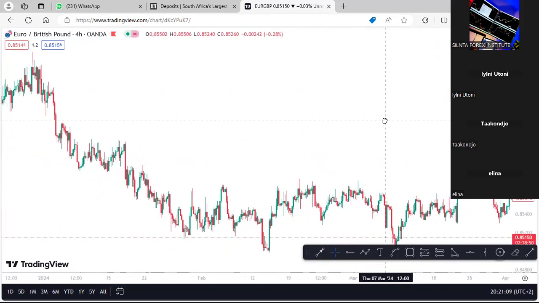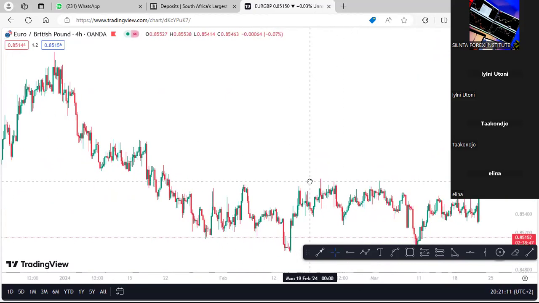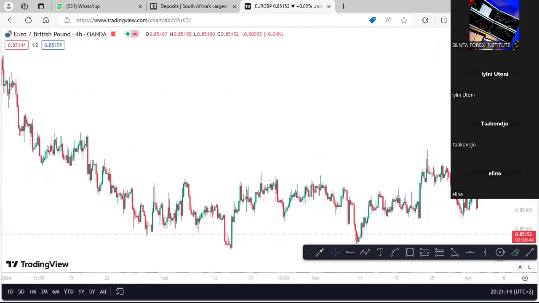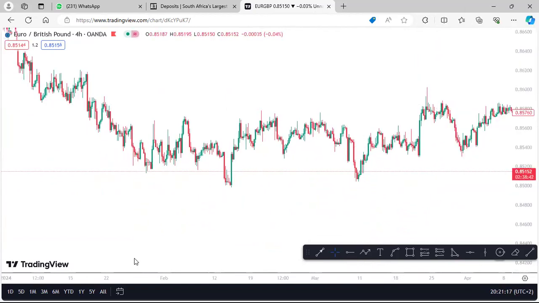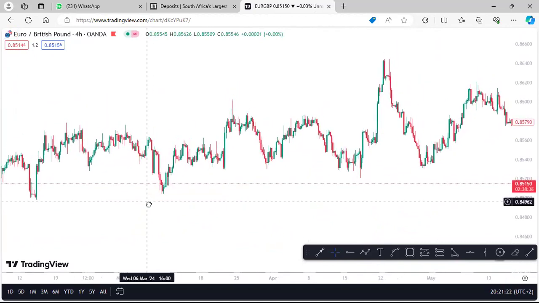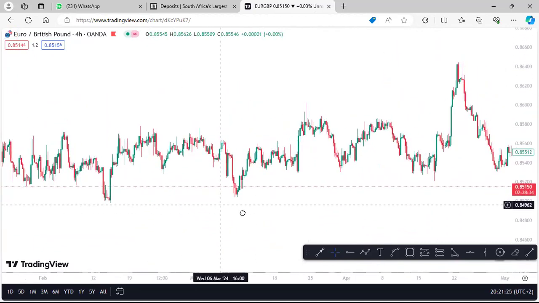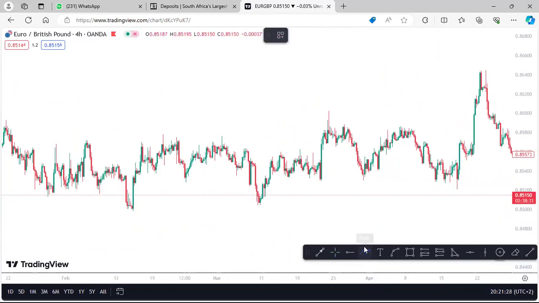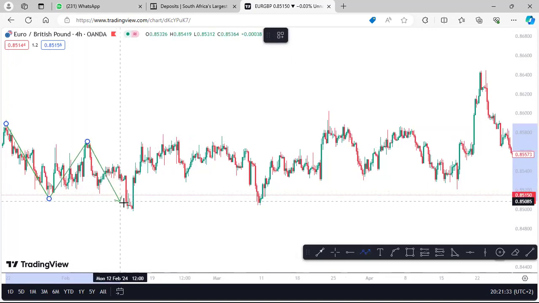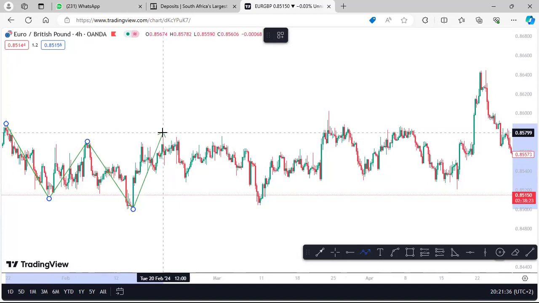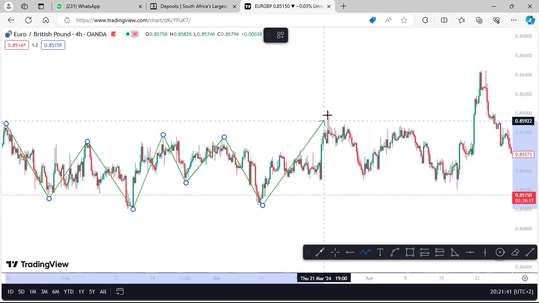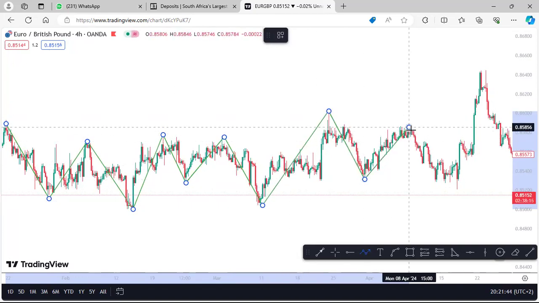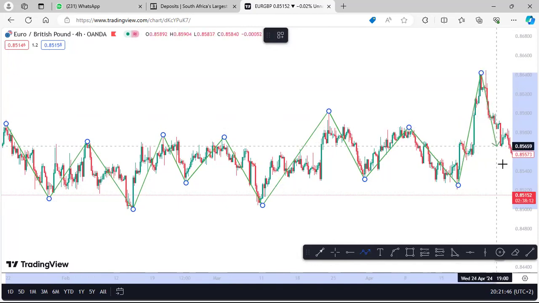Can you see what is happening here, for example? The price was coming from here. It went down, then it pushed up, went down again, pushed up, went down, pushed up, went down, pushed up, went down, pushed up, and went down.